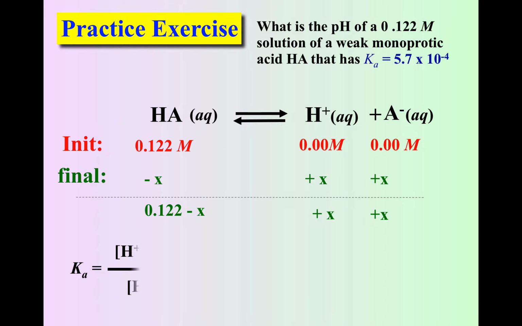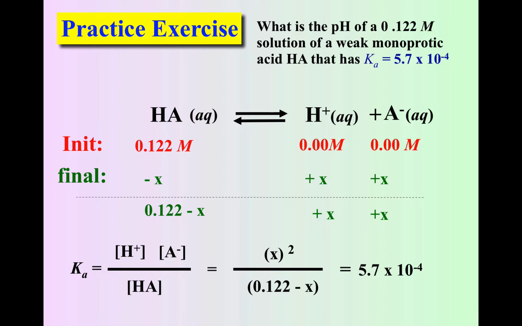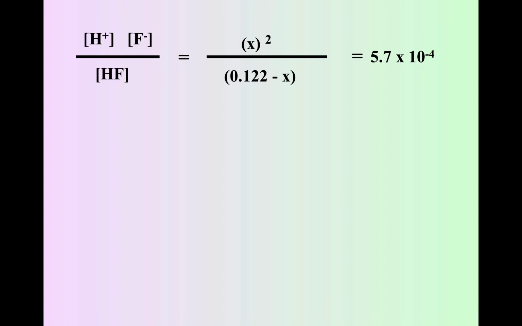So I take these equilibrium concentrations, plug them into the Ka expression, set them equal to the Ka value, and solve for X. X will be equal to the H plus concentration. So hey, this is a very small K value, right? 10 to the negative 4. And since the concentration is relatively large compared to that very small K value, I can ignore the change in the concentration of the weak acid, right?